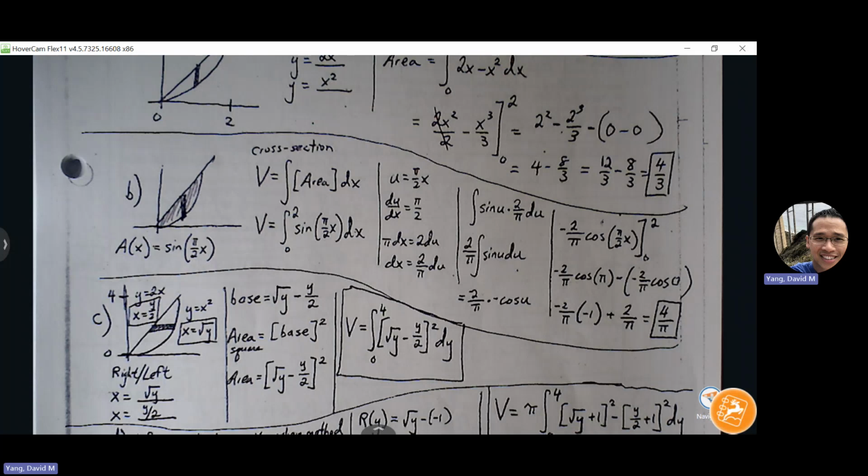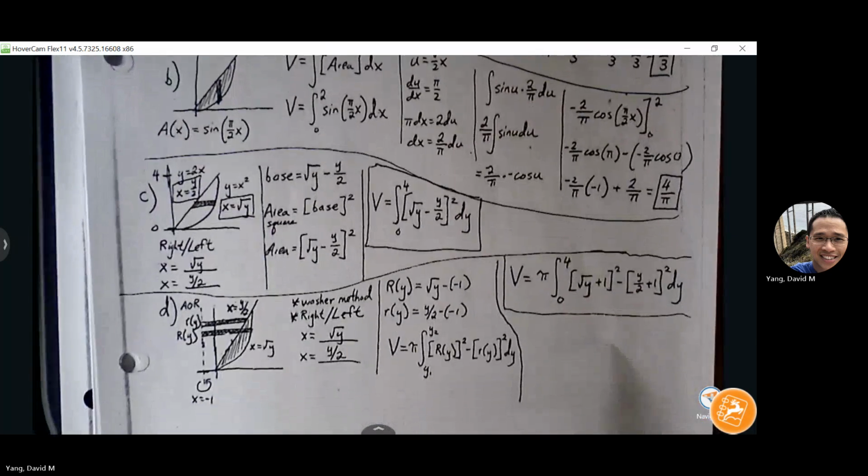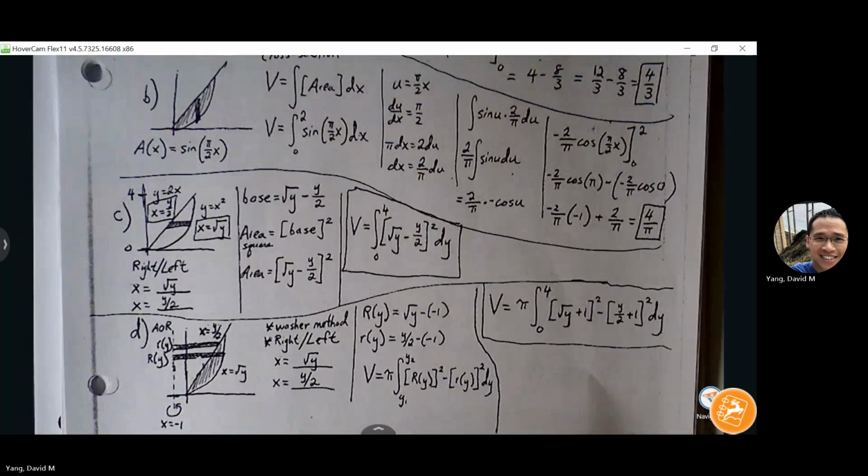Part C and D requires you to rewrite your equation. We have a horizontal base for the cross-section problem. For part C and part D, the fact that there's a vertical axis of revolution is forcing us to draw our radius horizontally as well. Part C and D, you're just setting it up. You're not working out the calculus, just the setup.